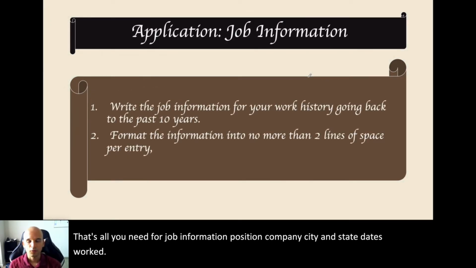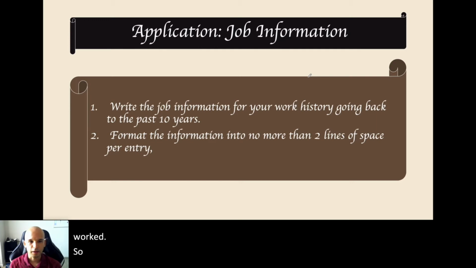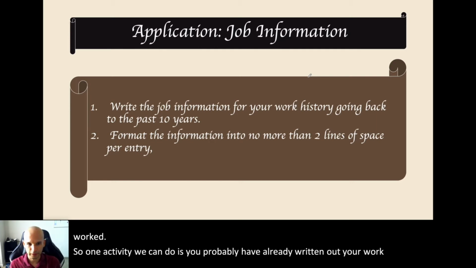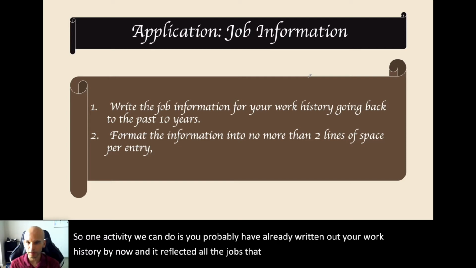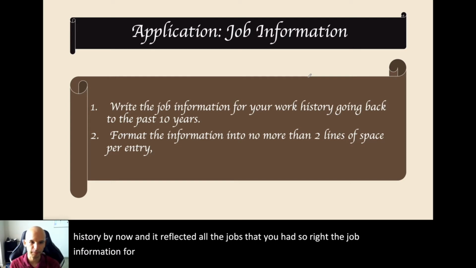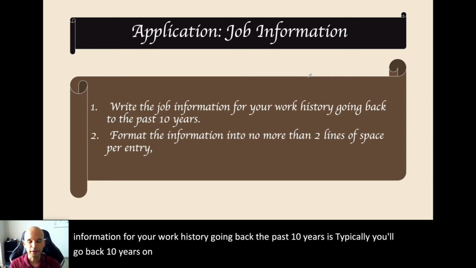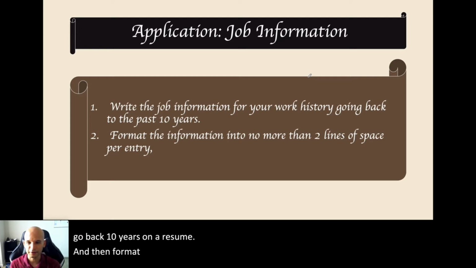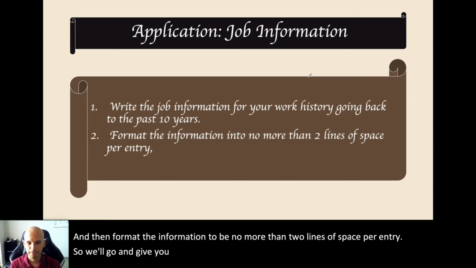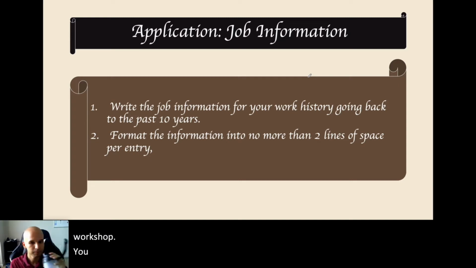So one activity we can do: you've probably already written out your work history by now and have reflected on all the jobs that you had. So write the job information for your work history going back the past 10 years, because typically you'll go back 10 years on a resume. And then format the information to be no more than 2 lines of space per entry. So we'll go ahead and give you a second for that. At least do your most recent job for this workshop. You can do the rest on your own.